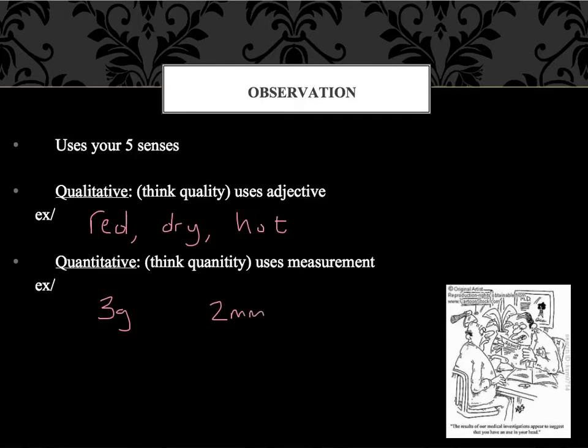So both of these are observations. They're concrete. We can prove them, essentially. We can look at an apple and say, it is red. We know for a fact because we're looking right at it, and it's red. Or you can touch a piece of paper and say, okay, that's dry. Or you can measure something and see how much it weighs, what its volume is, things like that.